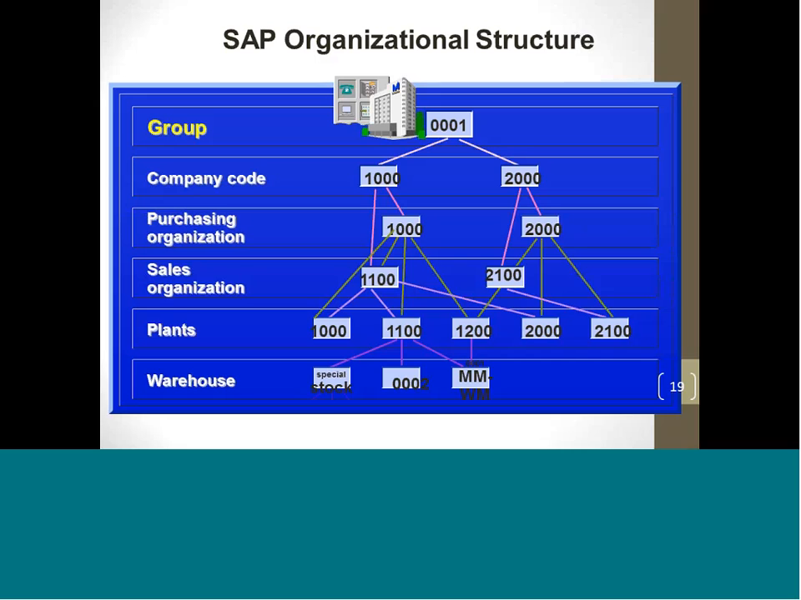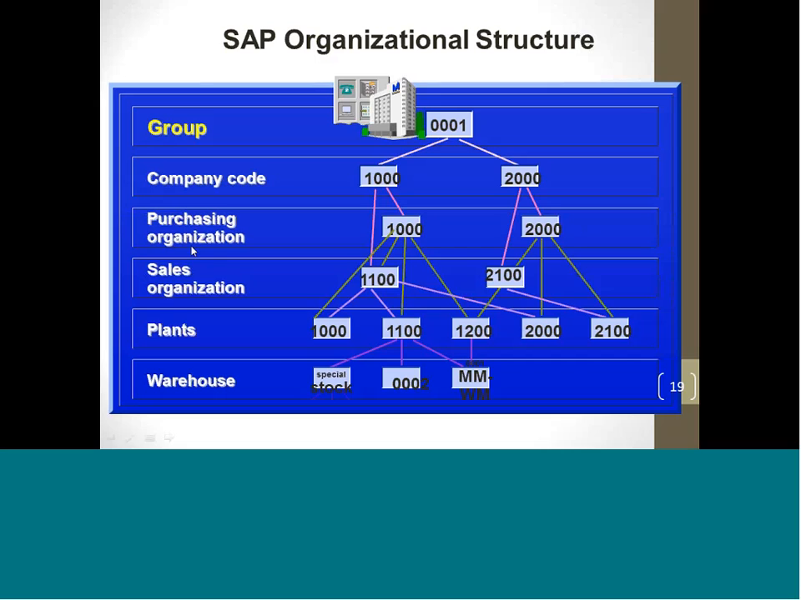If you see, first we have a group company. If we take an Indian company like Tata, Tata is a group company, and Tata has many small companies and businesses like Tata Motors, Tata Steel, Tata Consultancy Services. These different small companies are known as a company code in SAP terminology. Each business which has separate functioning, separate accounting and a separate trial balance at the end of the year is known as a company code.